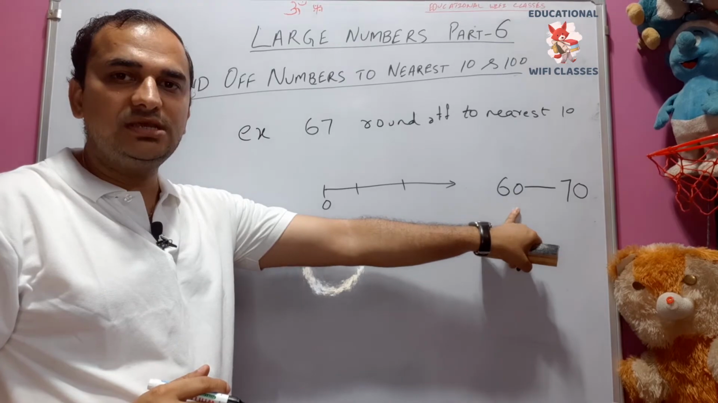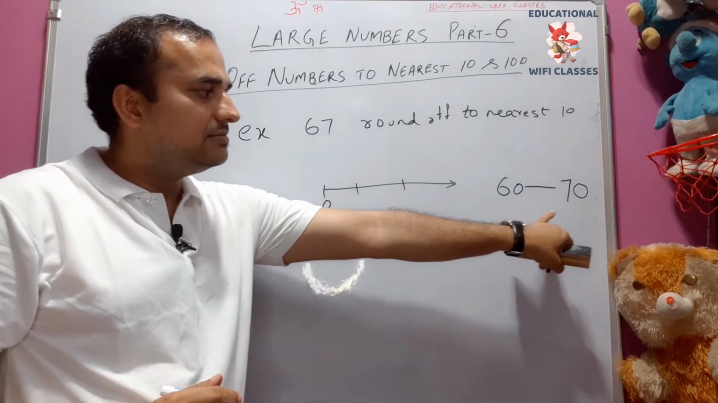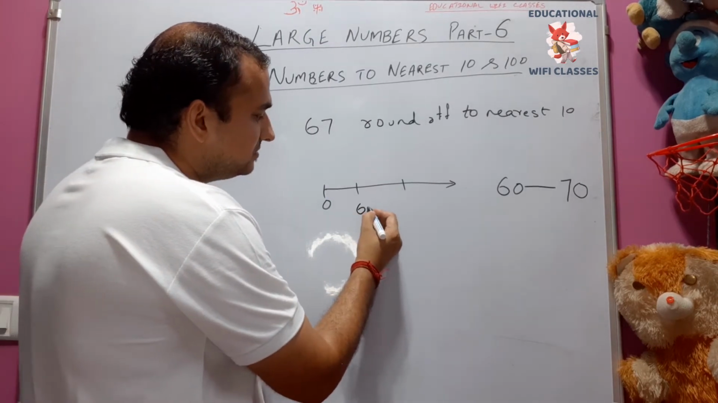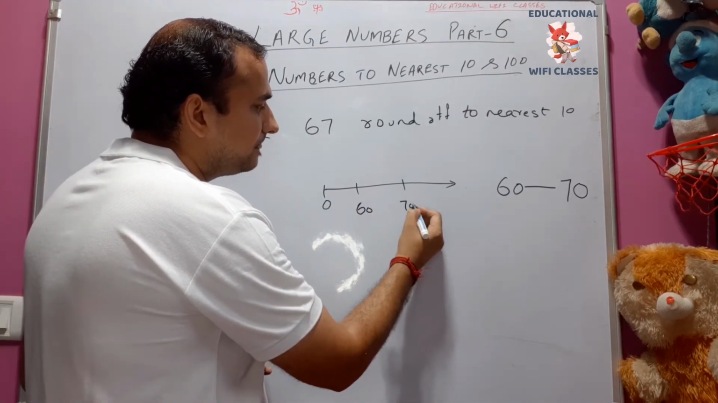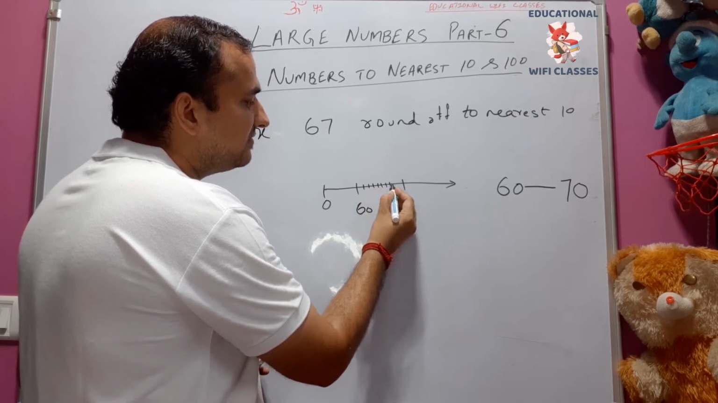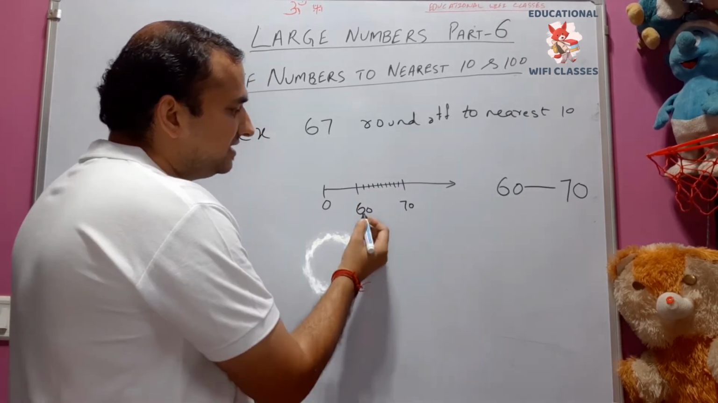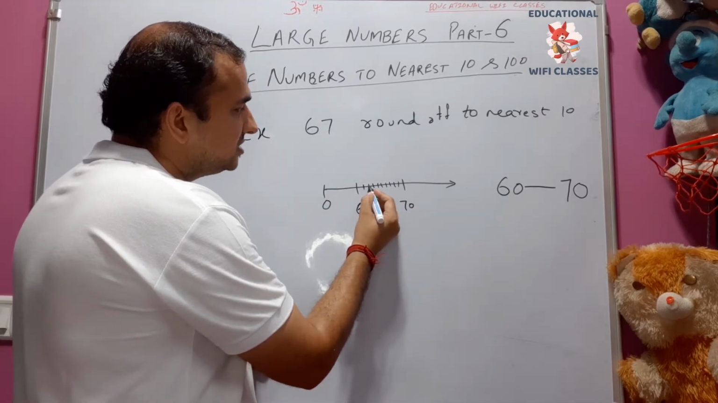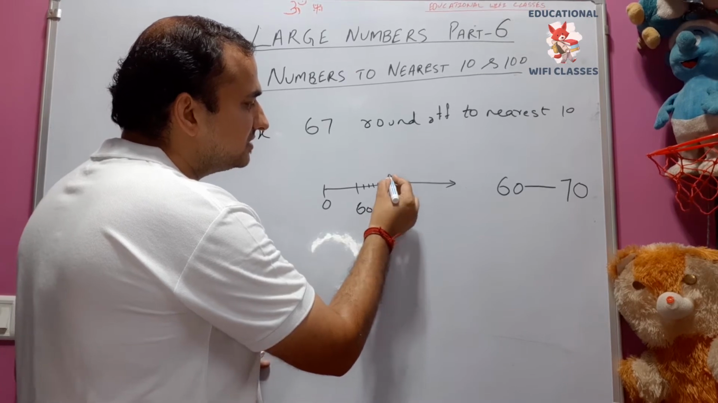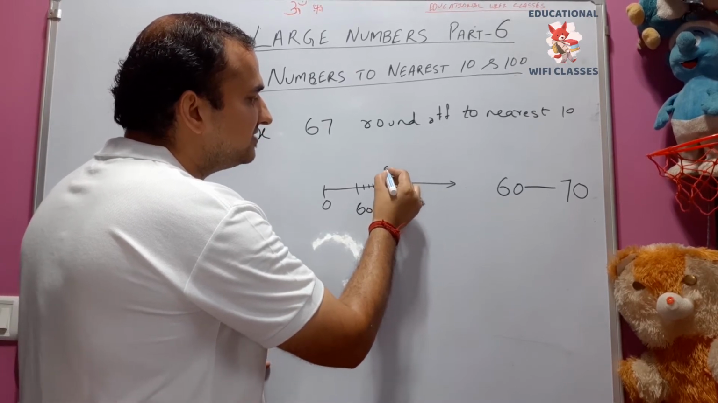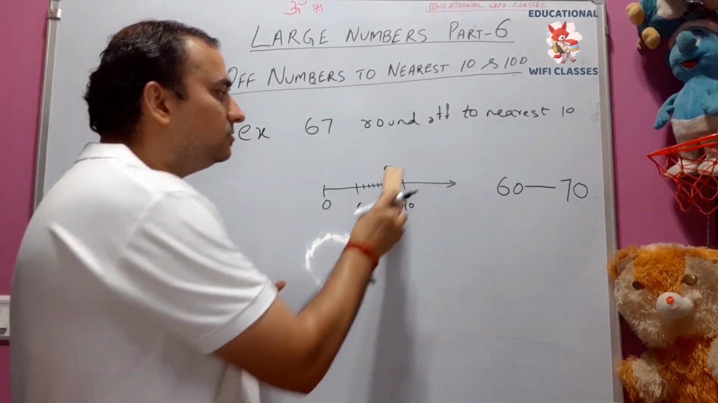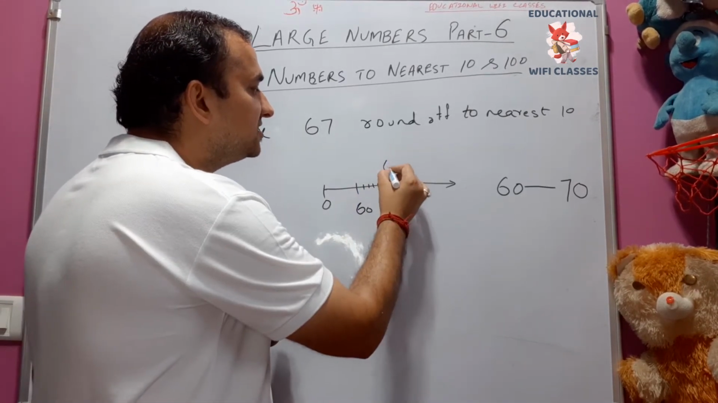That means our question is greater than 60 but smaller than 70. So what we are going to do, we will make it 60 here and 70 here. Then we will put the dots 1, 2, 3, 4, 5, 6, 7, 8, 9 and then 10. Then we start counting 61, 62, 63, 64, 65, 66, 67. So we can come here, 67 will be here. Okay, this is another method that I am showing you right now. So you will write down 67 here.